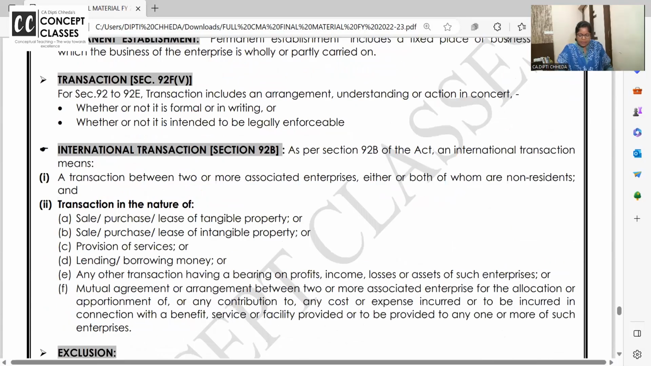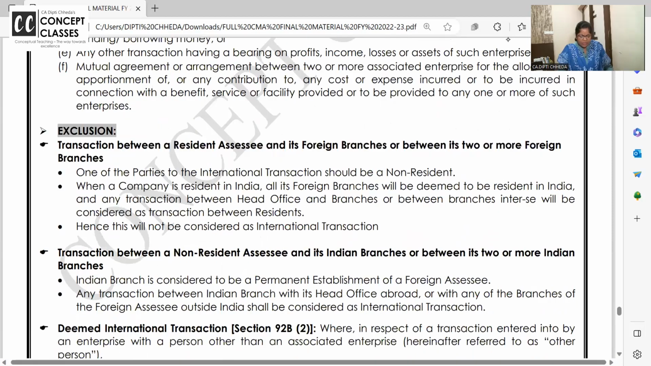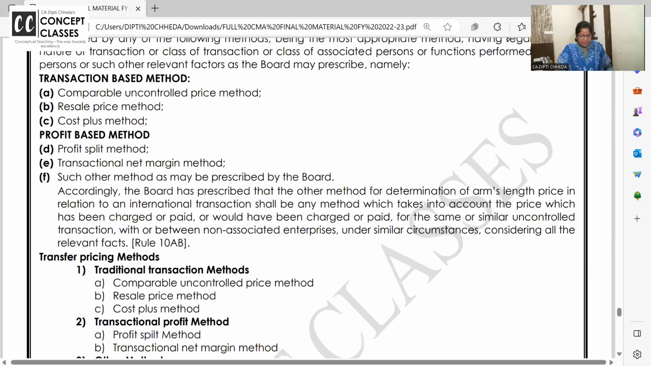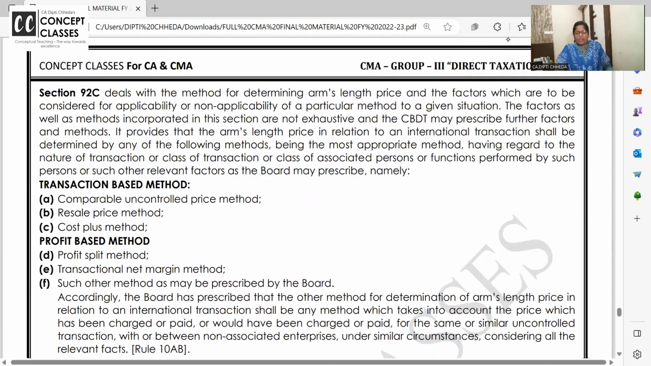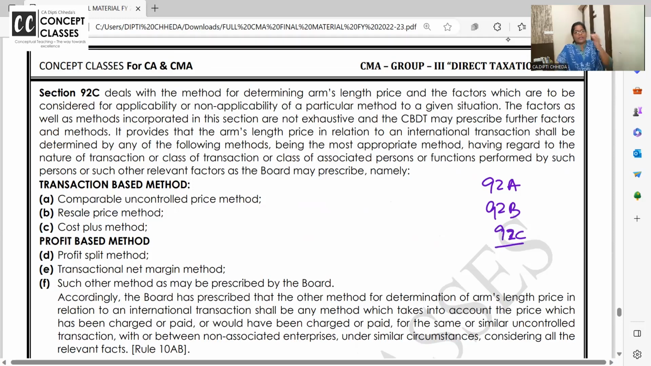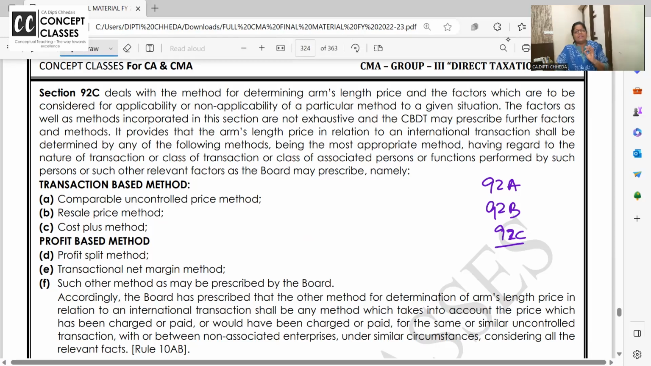Okay. P means the place, what kind of transactions you can do. This is all fine. ये सब simple है. Chalo, now we know one thing. What is 92A? Associate enterprise. What is 92B? Transactions. 92C is that whatever transactions are taking place between two associate enterprises should be at arm's length price.